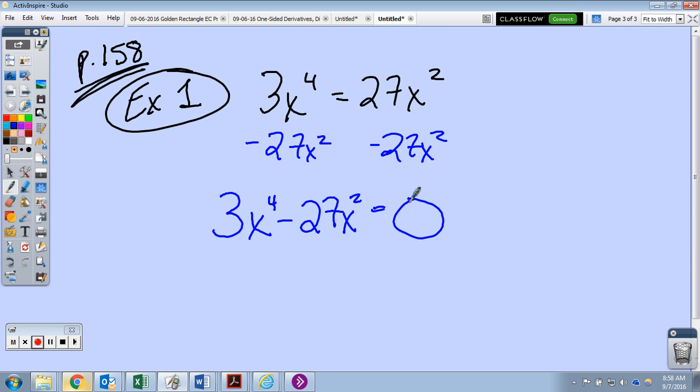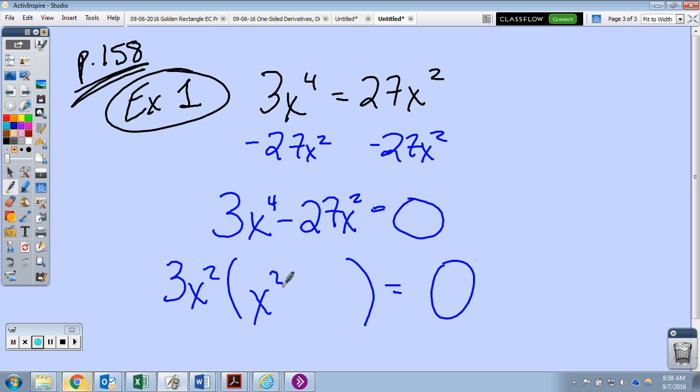Okay, so now we're here. I heard factoring. What is the greatest common factor out of these two terms here? 3x squared. And what would we have remaining if we factor out 3x squared? X squared minus 9.